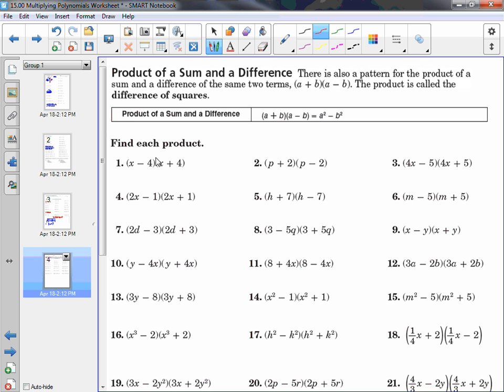All right, so these can be worked out really easily. And again, you can do the FOIL method. But whenever they're two conjugates, whenever it's a sum and a difference of the same two terms, your answer is always that. It's always the first term squared minus the second term squared. So these problems can be really short and really quick. So for number 1, first term, x squared, minus second term, 4 squared.